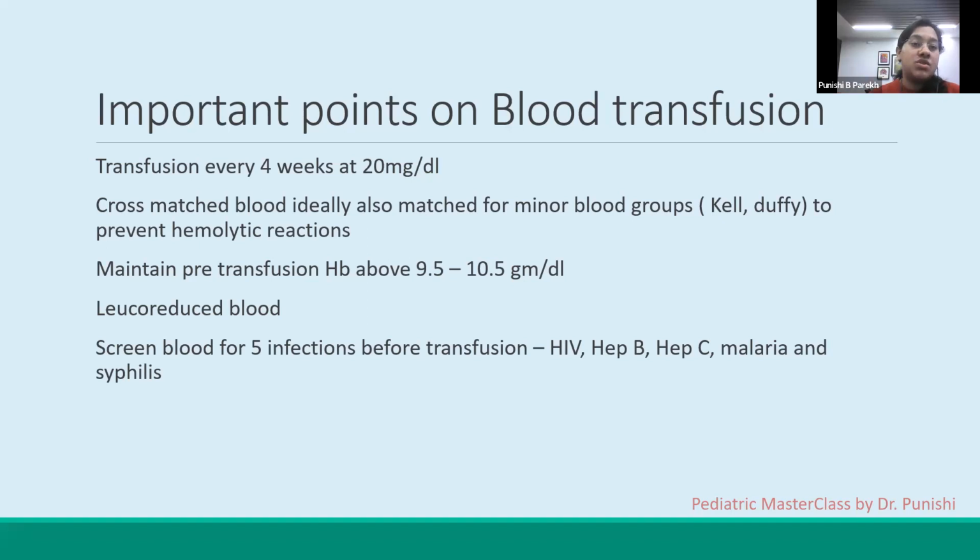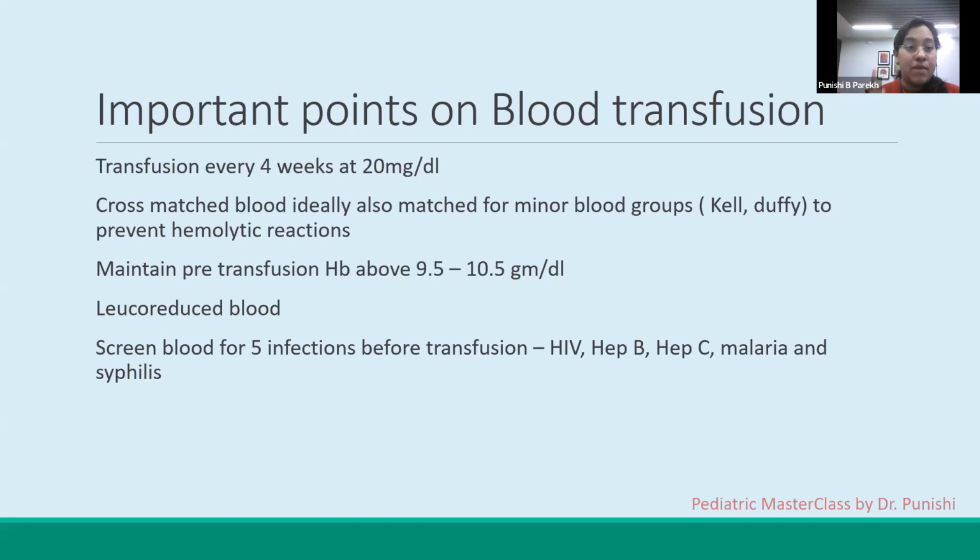You need to maintain the pre-transfusion hemoglobin between 9.5 and 10.5. Ideally, you should give leuko-reduced or leuko-depleted blood because that decreases the risk of infection and other complications that you will encounter with blood transfusions. And before transfusion, there are 5 infections that you should screen for: hepatitis B, C, HIV, malaria, and syphilis. So all the blood banks are screening for all of these infections before a blood bag is handed over to the patient for transfusion. But remember that infections need to be screened for.